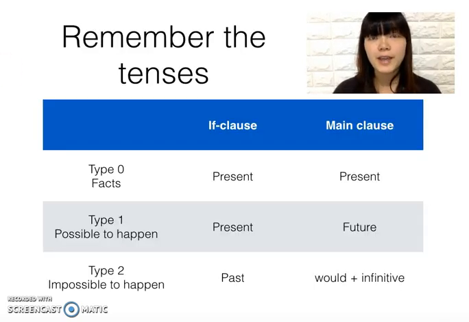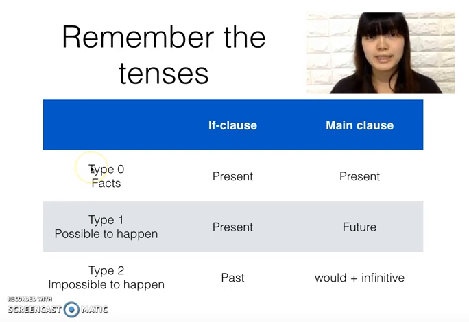But the first thing you need to remember is the tenses of different types of conditional sentences. For example, if you want to make a type 0 conditional sentence, where you talk about facts, general truths, or something like that, you need present tense in the if clause, present tense in the main clause. Simple. Present, present, type 0.